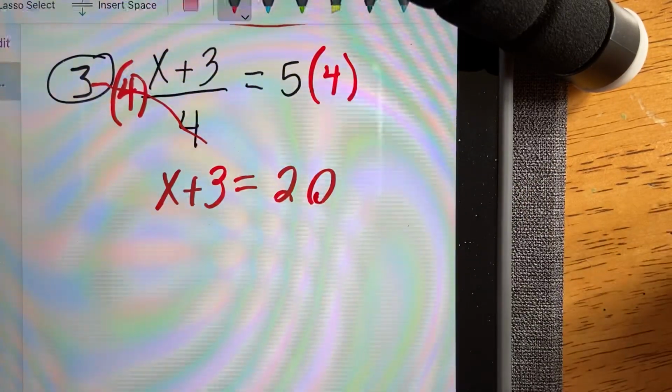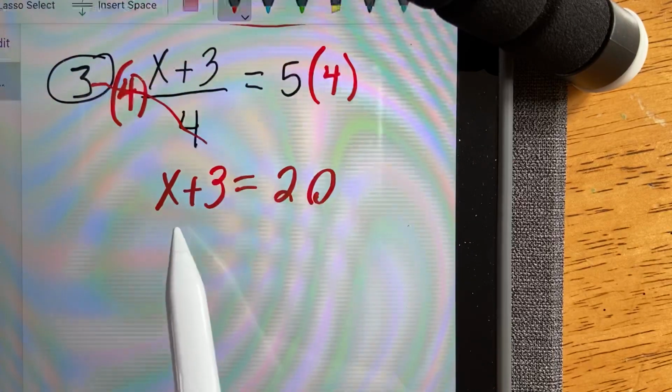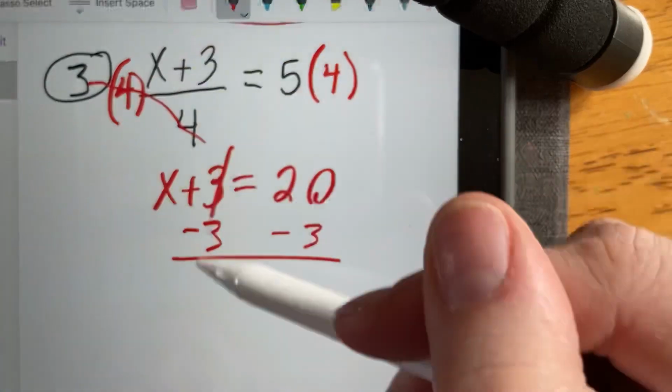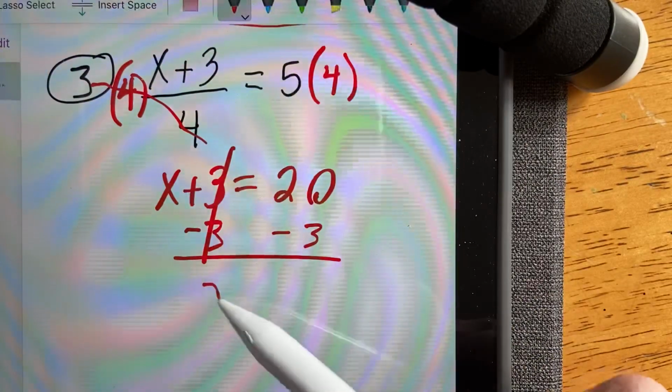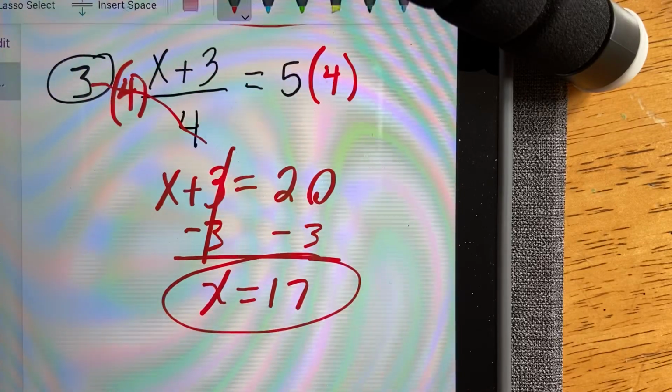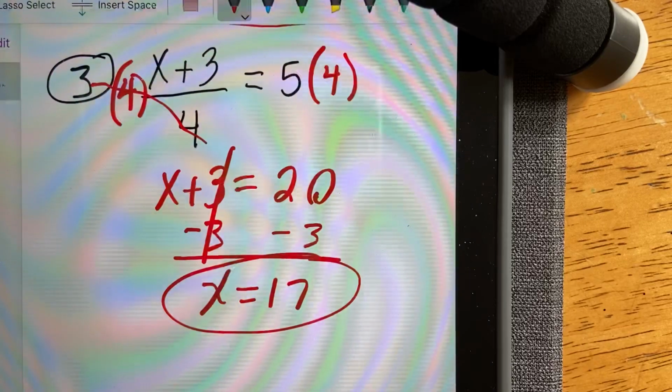And then the last thing you would have to do is subtract 3 on both sides. This one actually I think is pretty easy compared to the first two. So 3 minus 3 cancels, which makes this x equals 17. X equals 17. Okay, so that's the examples I had prepared for today.